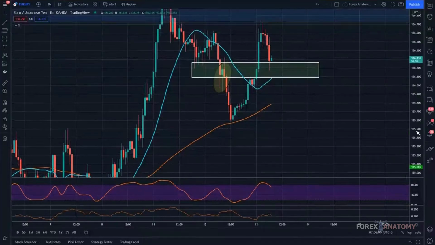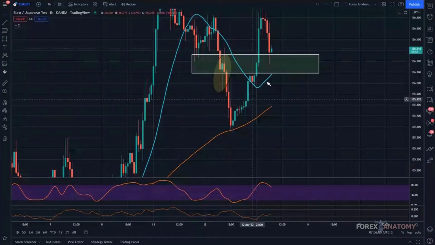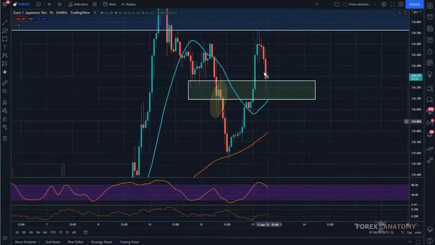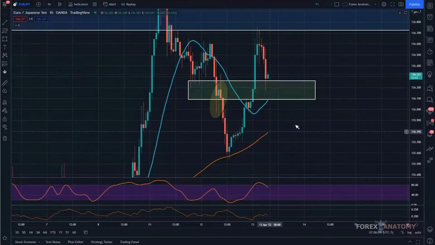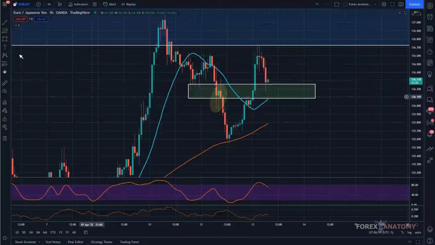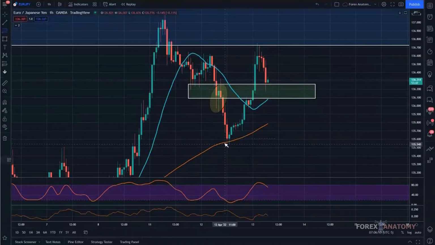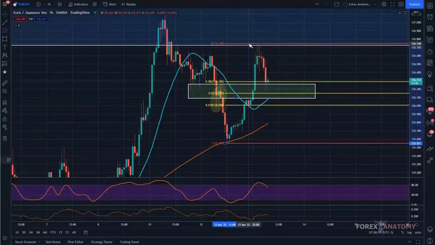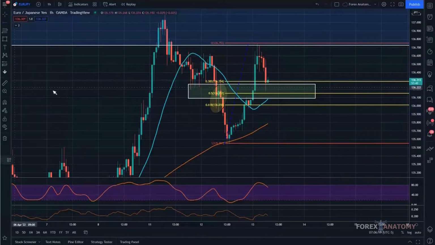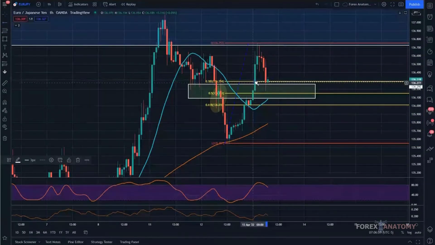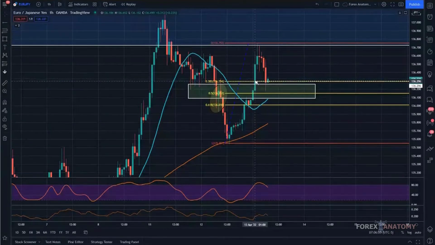All right, so what we want to do is look for an opportunity to buy. But before we do that, we need to drop down to our trigger time frame, because that's where we want to execute our buy. We want to execute our buy on that trigger time frame. So let me just put this here. I'll just keep it white for now.